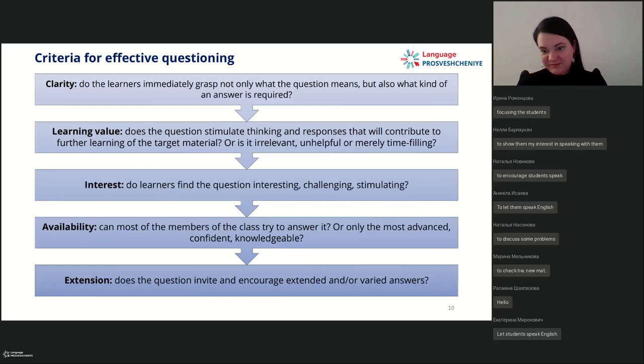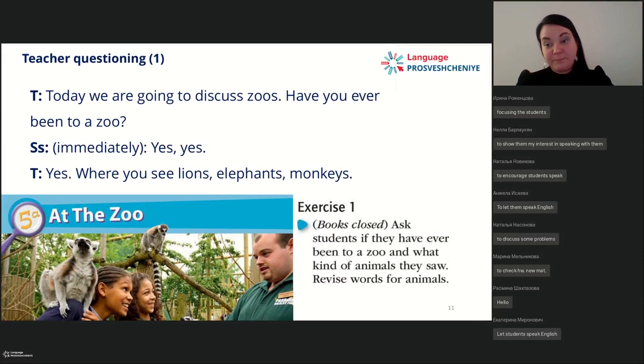Okay, so now we're going to look through several teaching situations. We are going to carry out a critical analysis of three types of teacher questions. At the bottom of the slide, you can see a picture from Discover English.